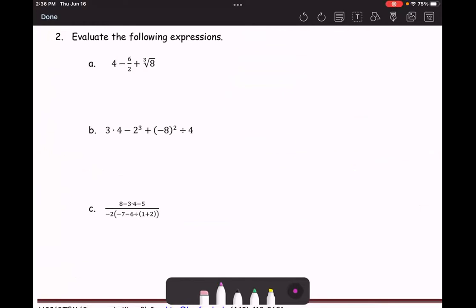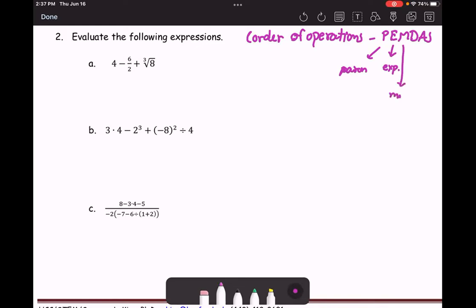For this example, we are going to evaluate the following expressions using the order of operation. Another way we call it is PEMDAS. P is the parenthesis or the grouping symbol. E is the exponent or the power. M is the multiplication. D is the division. A is addition. And S is subtraction.